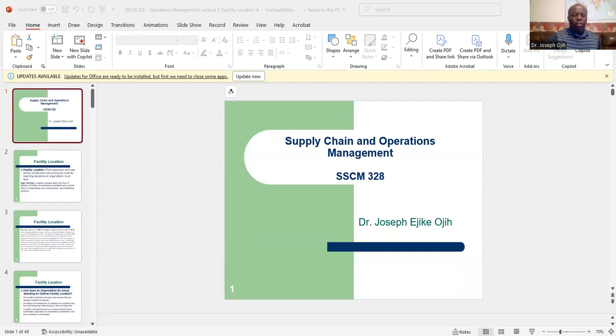Tonight we'll be focusing on location, locating facilities. So let me open the classroom so you can see the section that I'm referring to. I think this is the classroom right here. I'm going to share this with you.